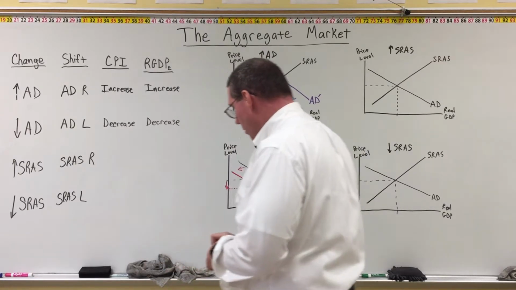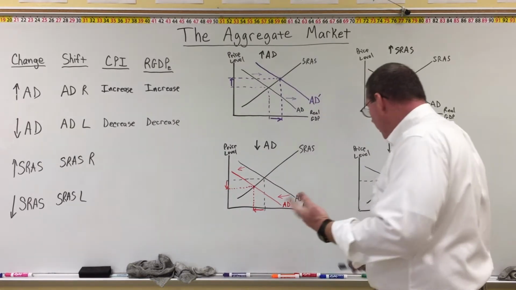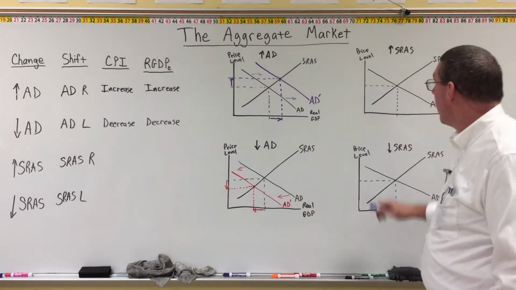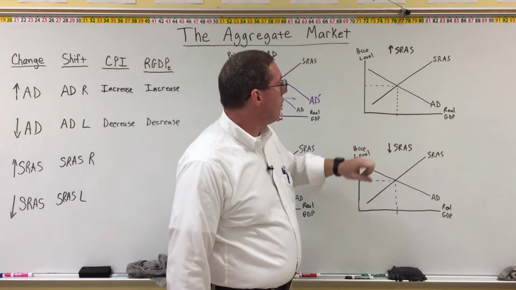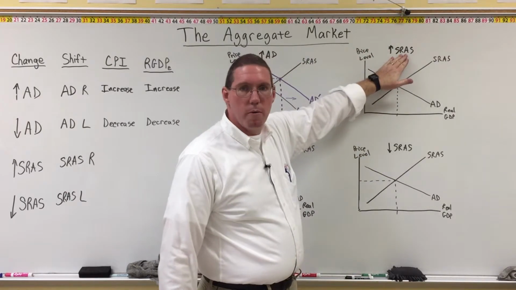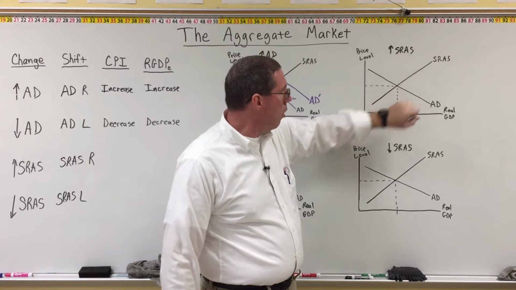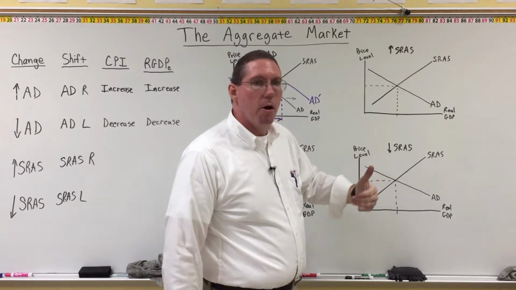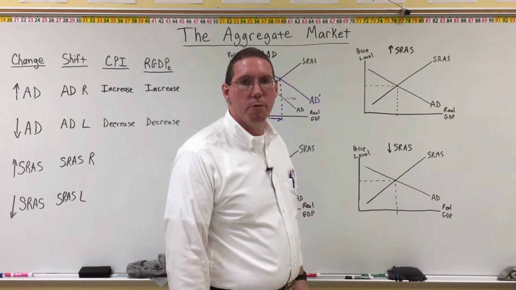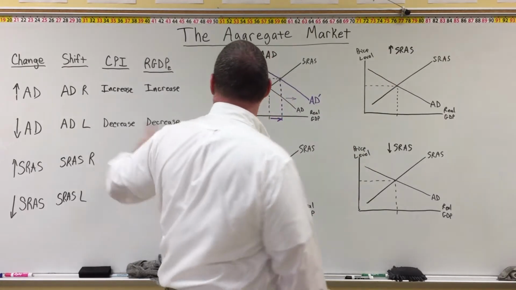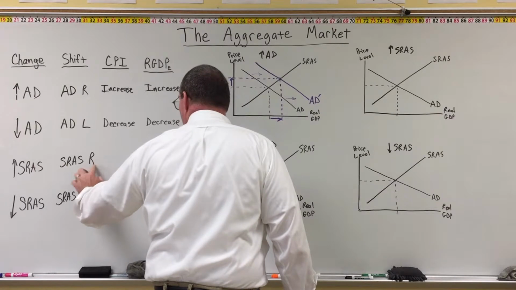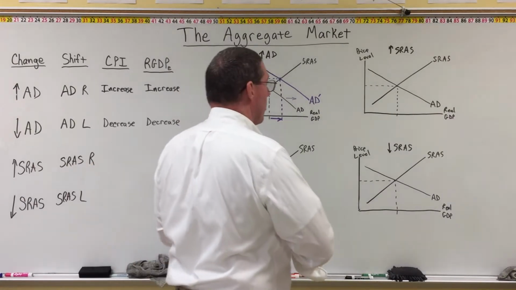Okay, all right, now let's look at aggregate supply. I think you should do the same thing again. I think you should pause the video and you should try and identify what an increase in short-run aggregate supply would look like on here, and then unpause the video and I will show you. Okay, so an increase in short-run aggregate supply is a rightward shift of the short-run aggregate supply curve.